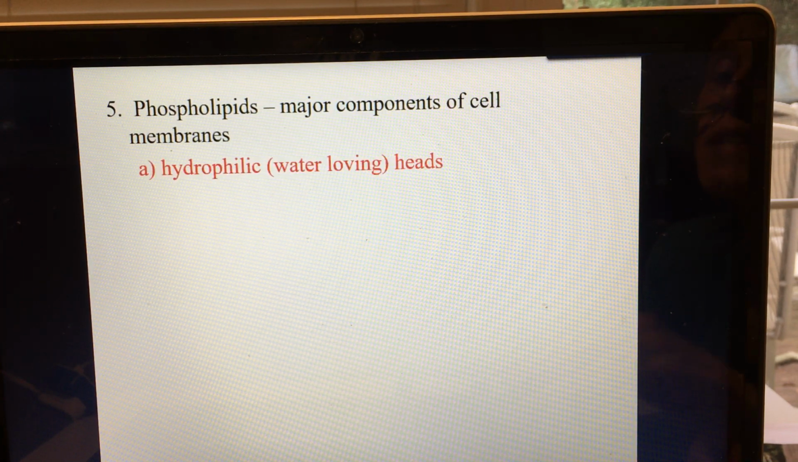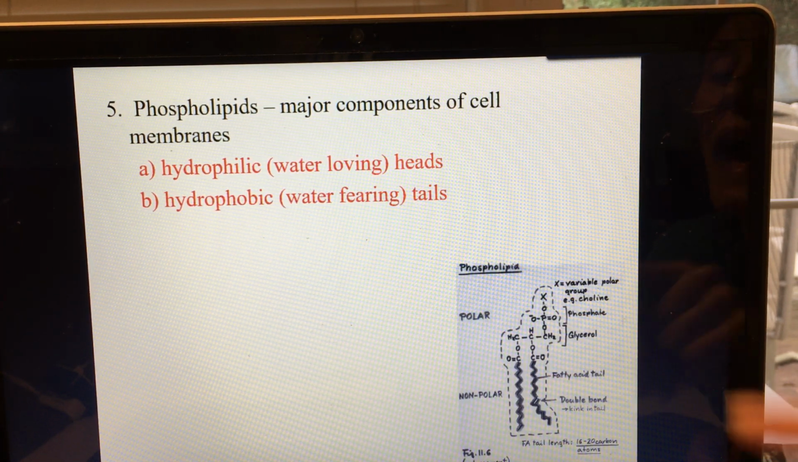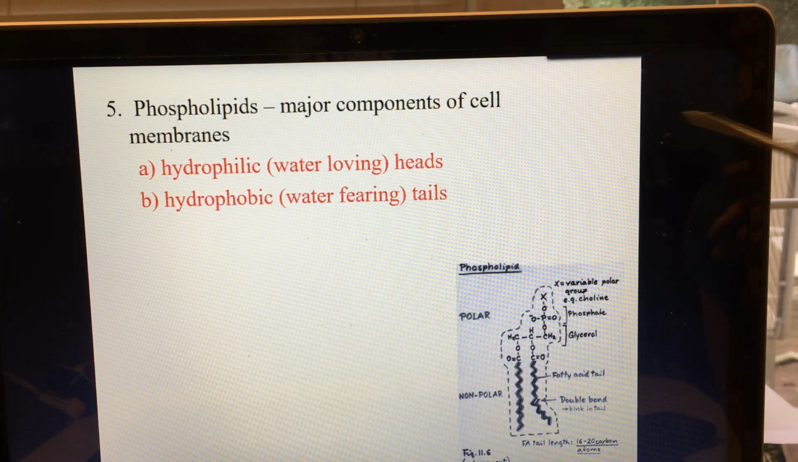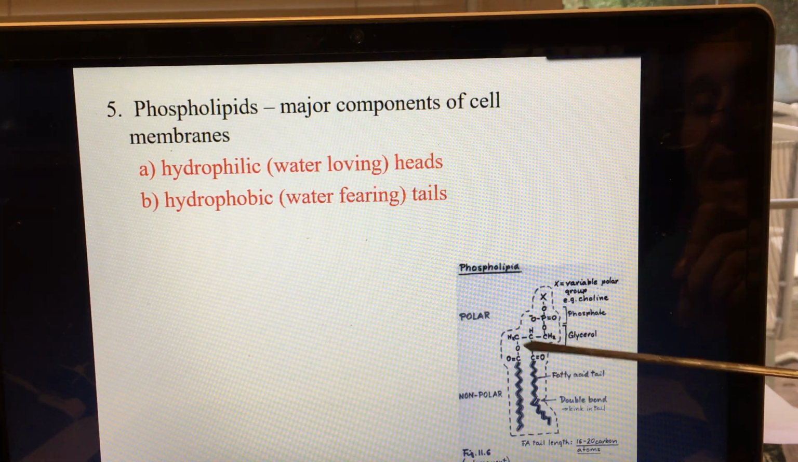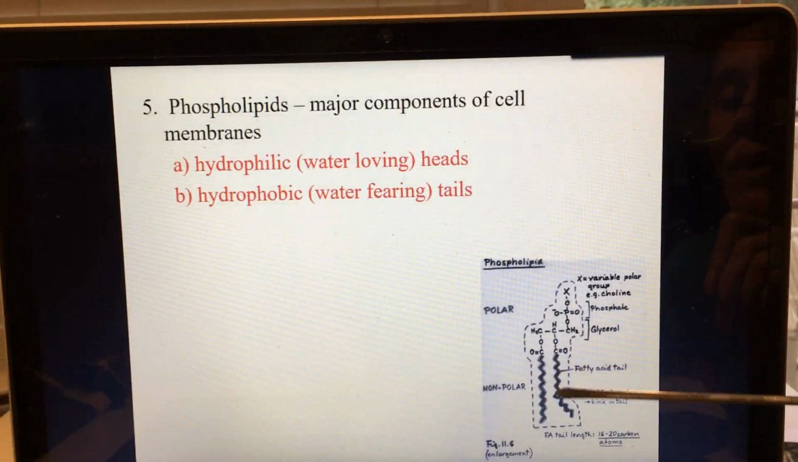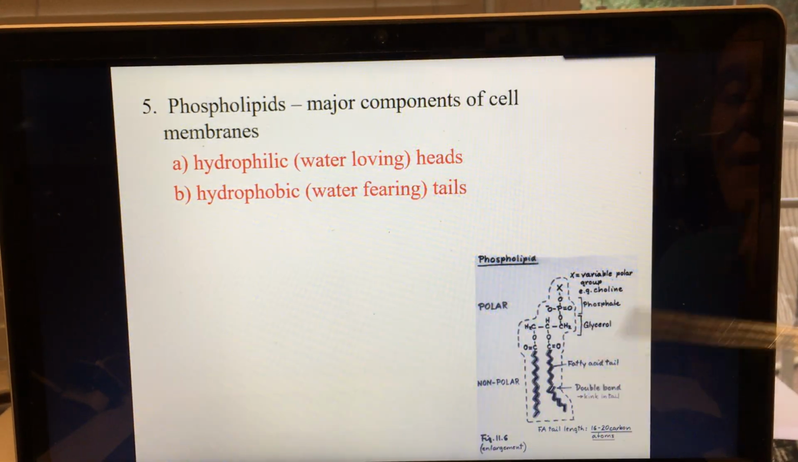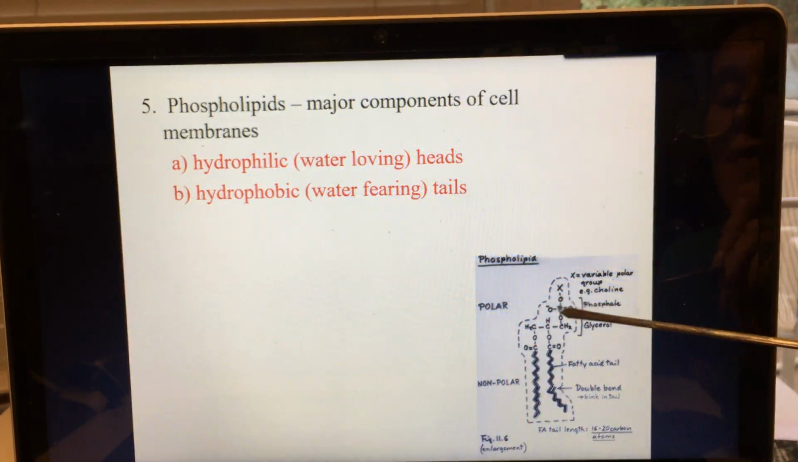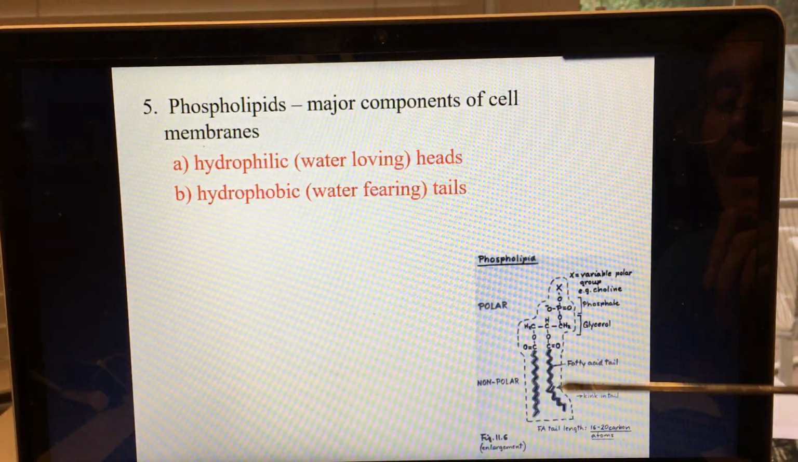So phospholipids have a phosphate group at the head, and instead of having a glycerol with 3 fatty acid tails, they have a glycerol with 2 fatty acid tails. So you're always going to look for the phosphate group, a glycerol, and 2 tails.